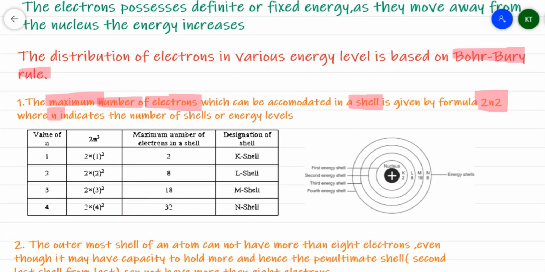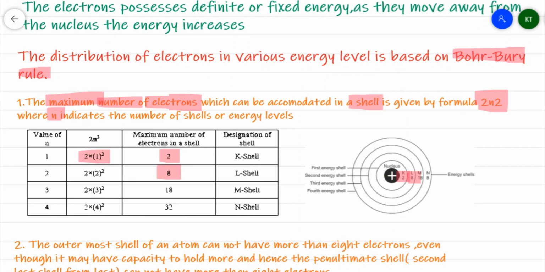Suppose I put n equal to 1. It is 2n square, so 2 into 1 square becomes 2. So in the first shell, I can fill a maximum of 2 electrons. If I take n equal to 2, it is 2 into 2 square, that is 2 into 4, which is 8. So the maximum number of electrons in the second shell is 8.